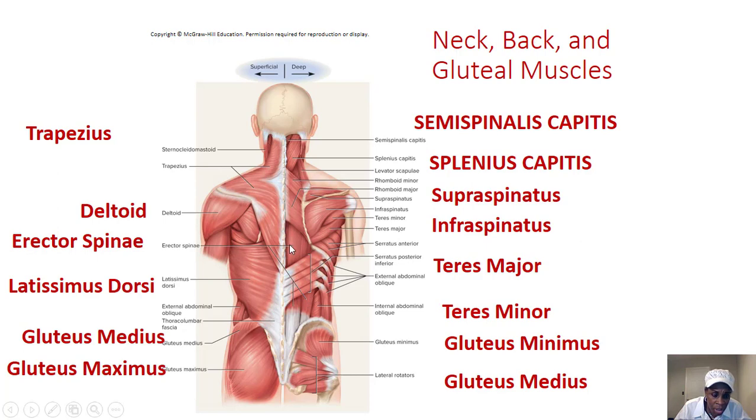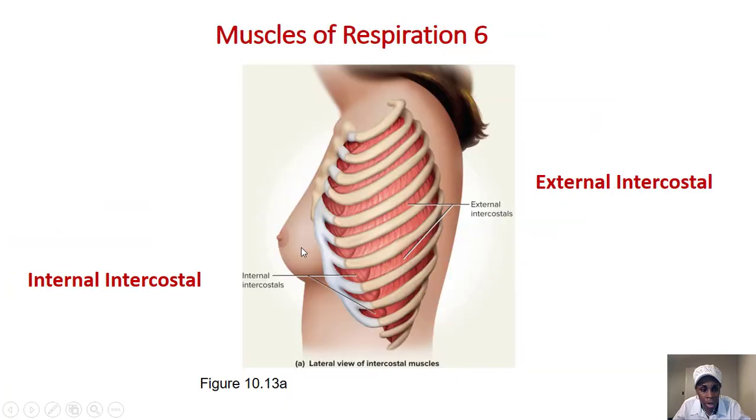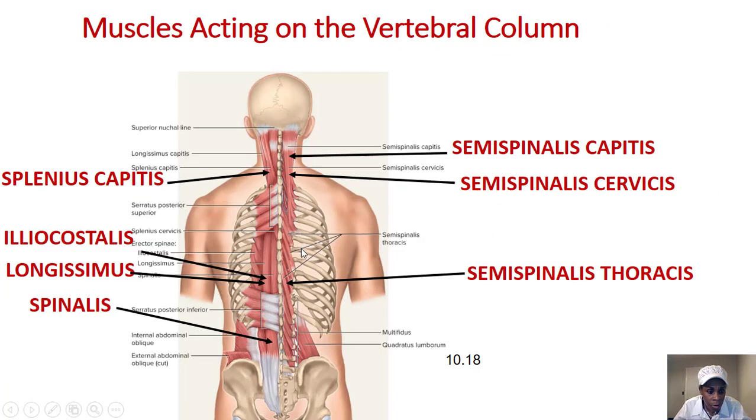What else do you need to see? The erector spinae muscle. They're a group of muscles, right? If I go back, you see the same thing here. So the iliocostalis, longissimus, and spinalis. So these are going to be the erector spinae muscle.